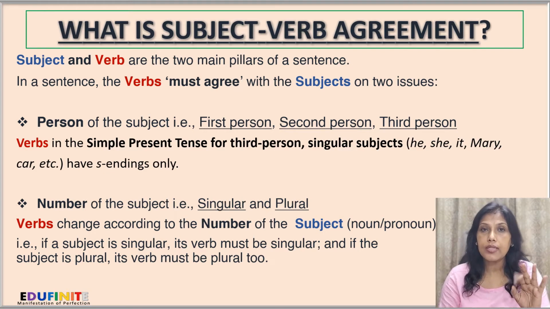Number two is number of the subject. Now, what is that? Singular and plural. Verbs change according to the number of the subject, which is either the noun or the pronoun. That is, if a subject is singular, the verb must be singular, and if the subject is plural, the verb must be plural.